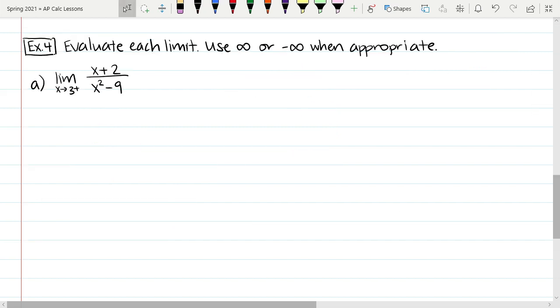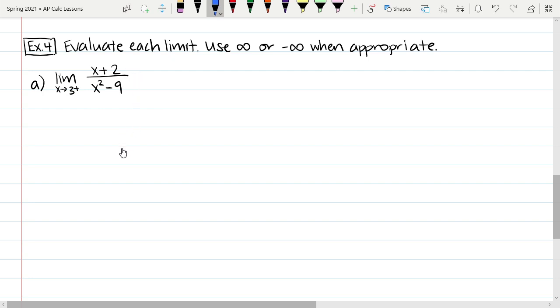Okay, so let's look at a few examples now. Evaluate each limit, use infinity or negative infinity when appropriate. So for example A, we have the limit of x plus 2 over x squared minus 9 as x approaches 3 from the right. Now this one you can reason your way through otherwise, but as a general rule for rational functions in particular, you're going to actually want to factor, and you'll see why in just a moment.